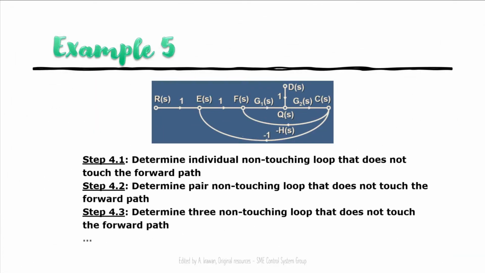So step 4, determine the individual non-touching loops that do not touch the forward path. Which one does not touch the forward path? All the loops touch the forward path. Where is the forward path? Our forward path just now, this one. Both loops touch this forward path.